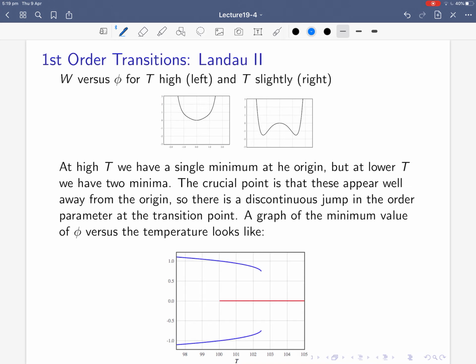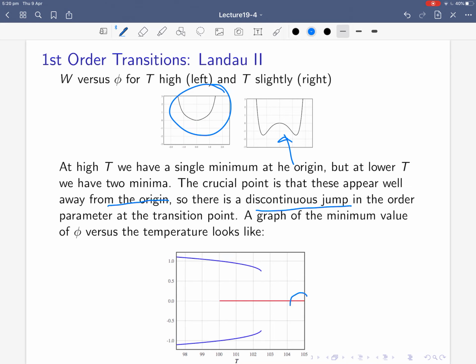So this is what we have for the Landau free energy. For high T, we get this. For low T, we get that. We get two minima. The crucial point is that the two minima appear well away from the origin, so there is a discontinuous jump in the order parameter at the transition point.